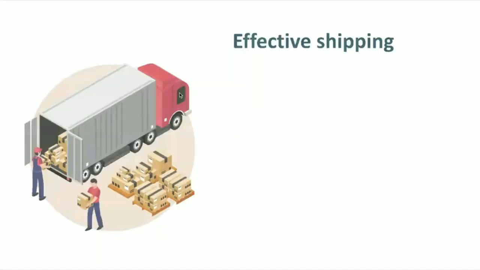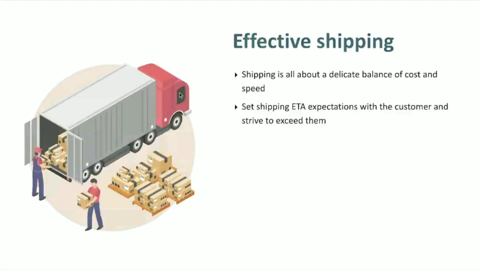The next thing we'd like to talk about is effective shipping. Shipping is all about a delicate balance between how much you spend versus how fast you can deliver the items to your customer. So the first thing we'd say is try to set a practical ETA, the expected time of arrival of the item to the customer, on your website or on Amazon, and always strive to exceed them.